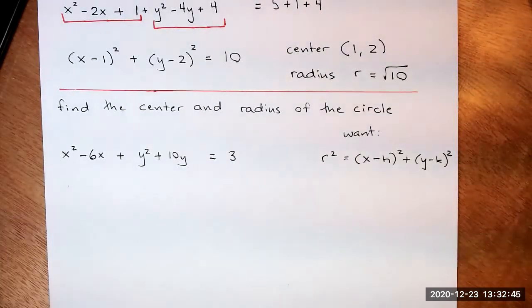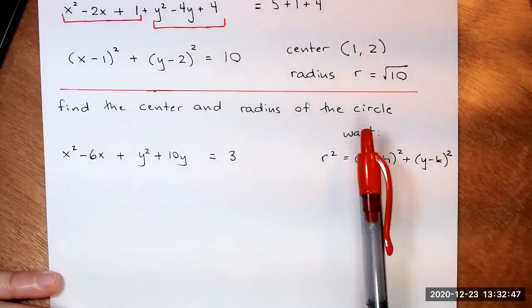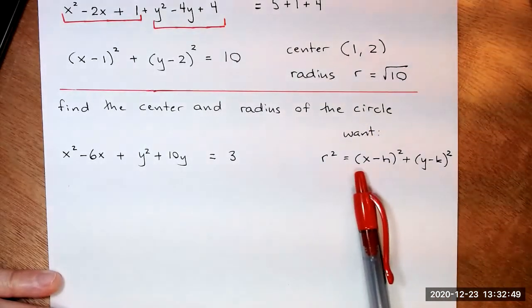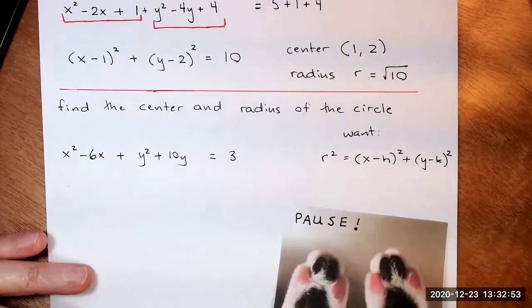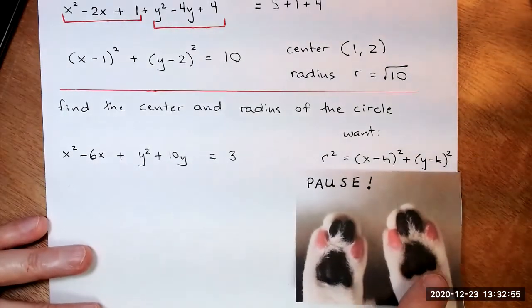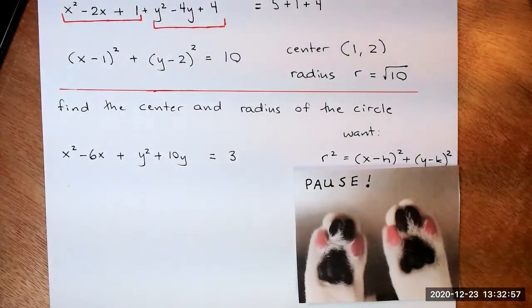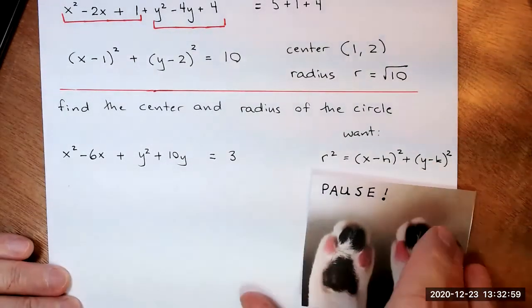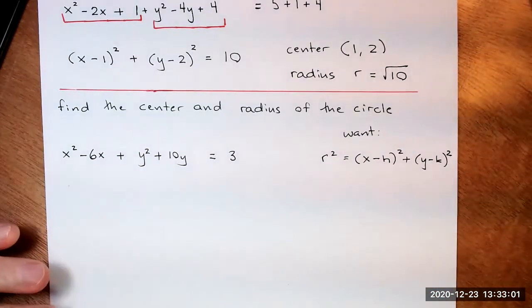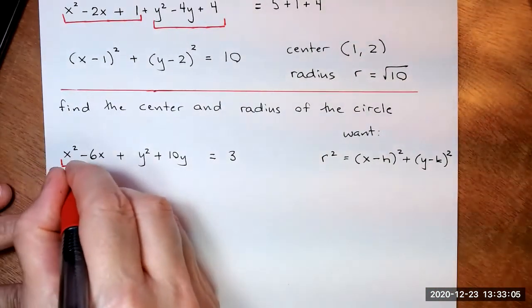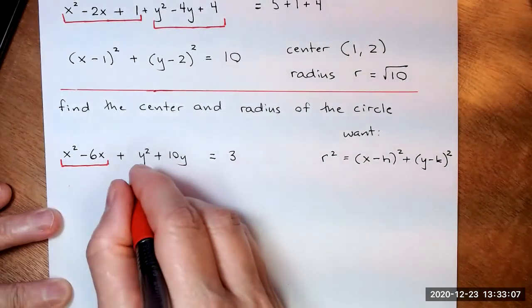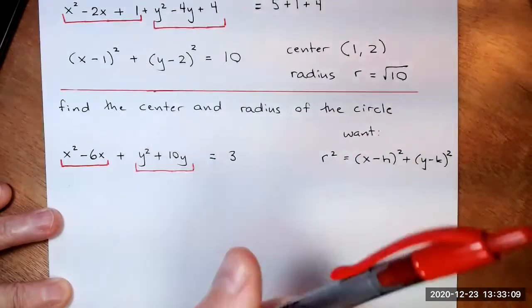All right, let's find the center and the radius of the circle. So again, I wrote down our goal. You want to write it in this form. If I were you, I would hit the pause button and try that one on your own. All right, so all we need to do is complete the square here and here.